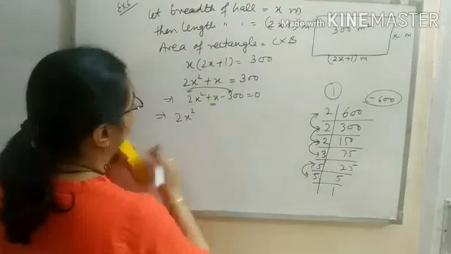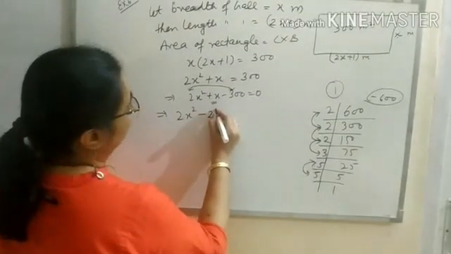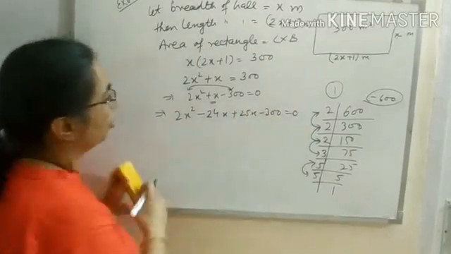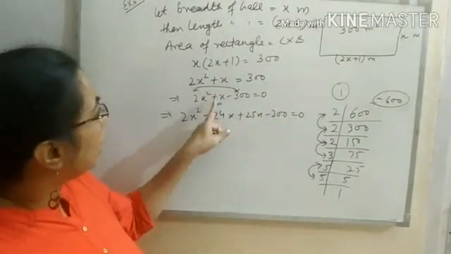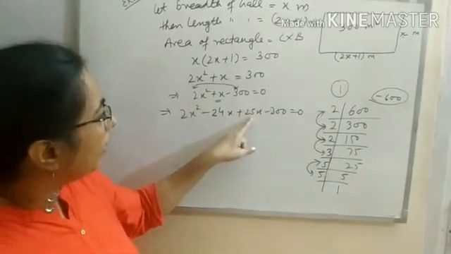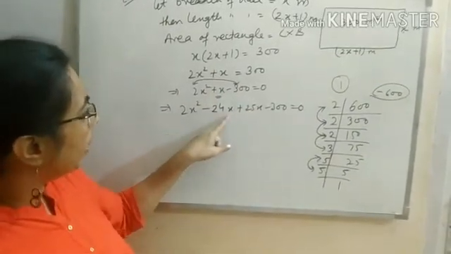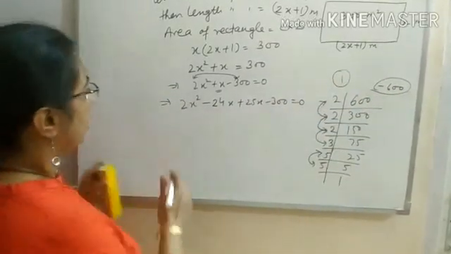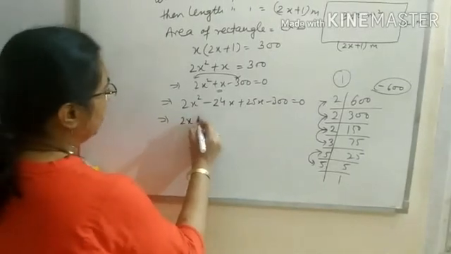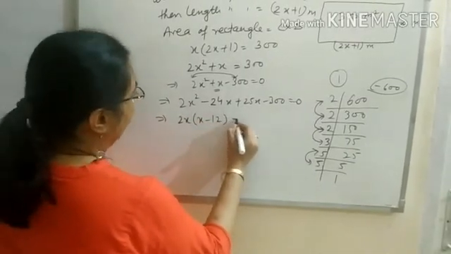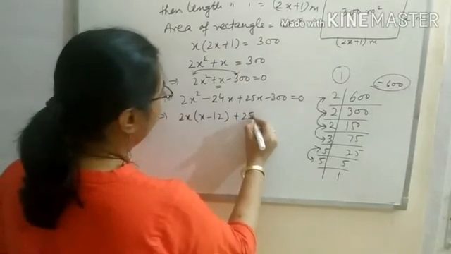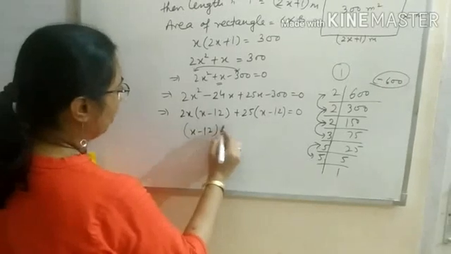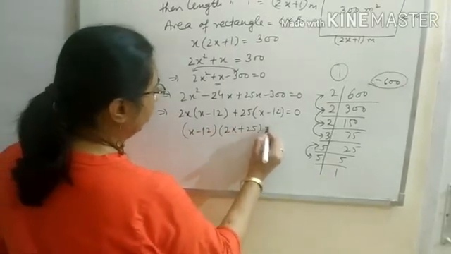Here I can take 24x, 25x minus 300 equal to 0, because I need the positive sign of this middle term. So I will take 25 as the greater term, 25x minus 24x and minus 300. The product will be minus 600. Now taking 2x common, x minus 12, and plus 25 common, x minus 12 equal to 0. What will you get? x minus 12 times 2x plus 25 equal to 0.